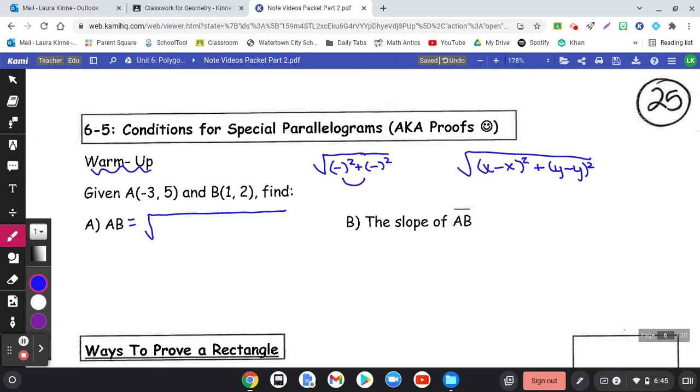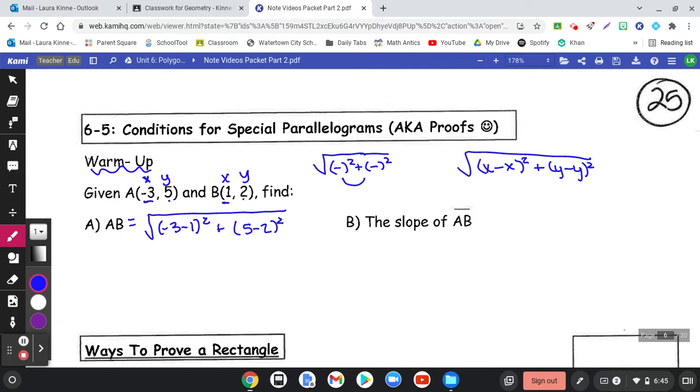Now I said it doesn't matter, just make sure that you keep the same order. So what I'm going to do is I'm going to say -3 minus 1 squared. And since I did -3 and 1, I'm going to have to do 5 and then 2. So 5 minus 2 squared. This is the same exact answer you'd get if we used Pythagorean theorem, but because we don't have a graph, it's kind of tough to use Pythagorean theorem.